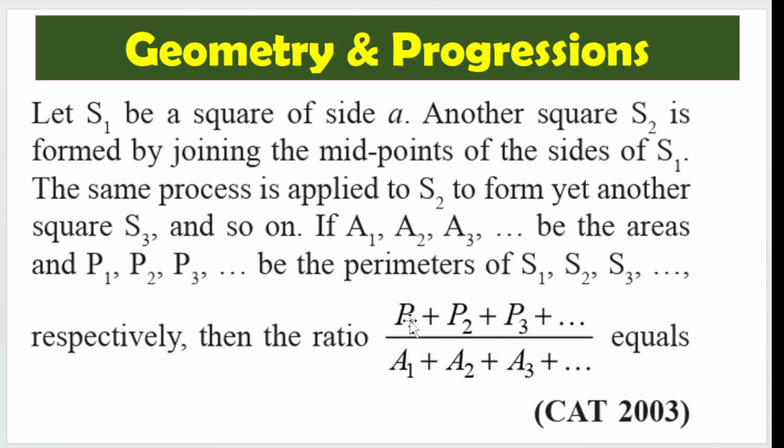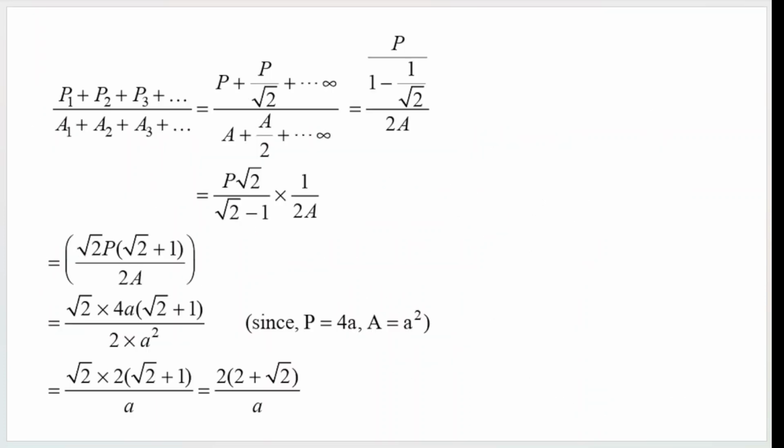Here, P1, P2, P3 are perimeters, and we should worry about magnitude because the units are not the same. Units of perimeter are meters or centimeters, whereas units of area are meter square, centimeter square, inch square, whatever. So the units are not the same, and we are worried about the magnitude. Now there are infinite squares like this.